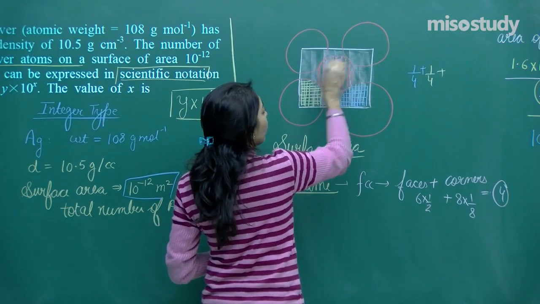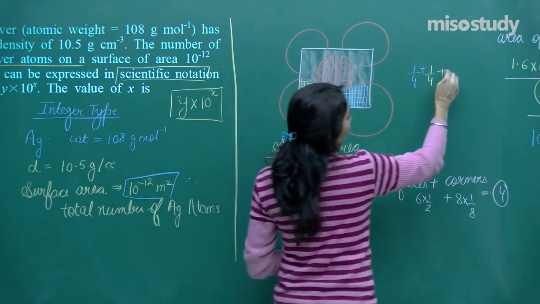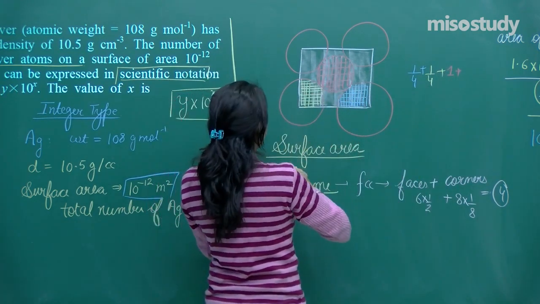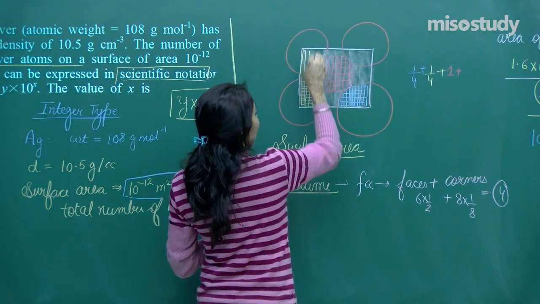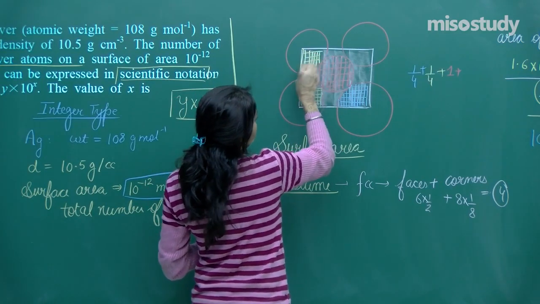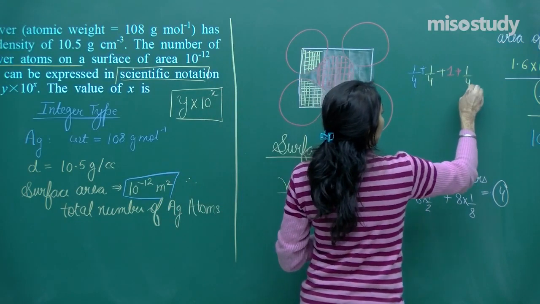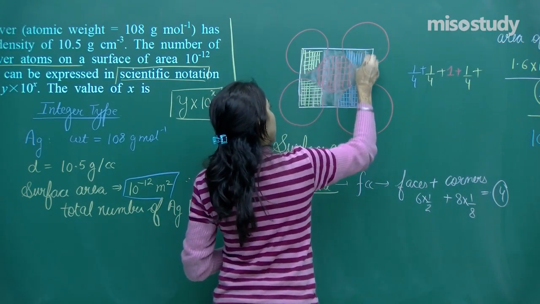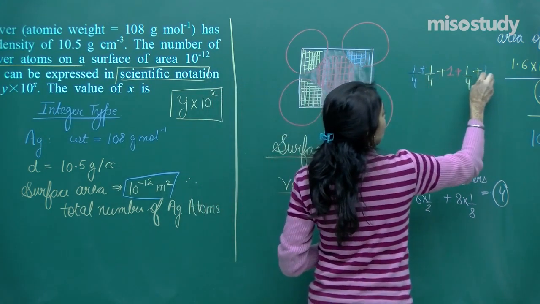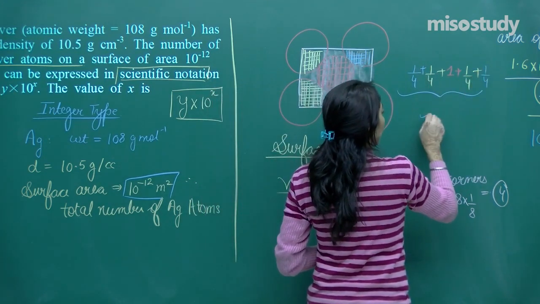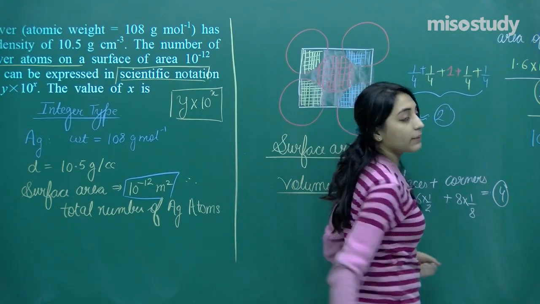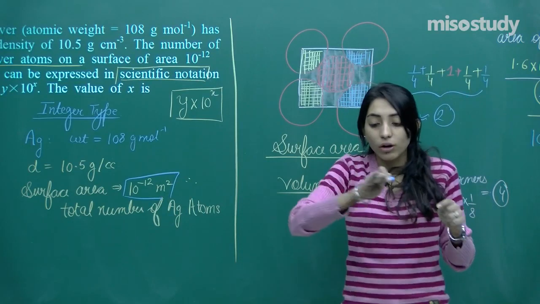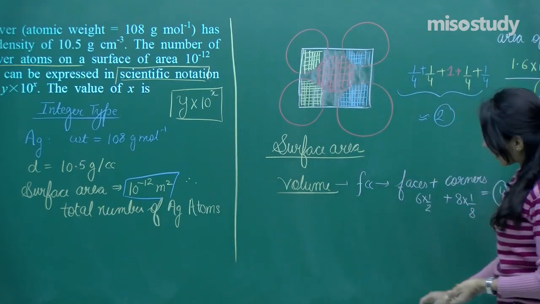This is present whole in one go. That means 1, plus another yellow atom, which is again 1 by 4th of the entire surface area, plus we are getting another 1 by 4, making it a total of approximately 2 atoms, right? So in one particular unit cell's area, on the top there are approximately 2 atoms present.